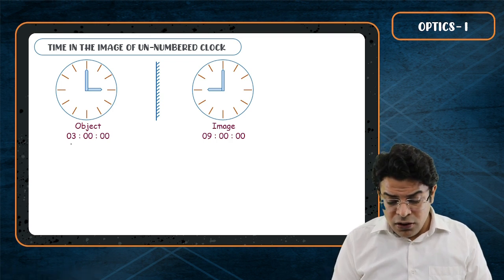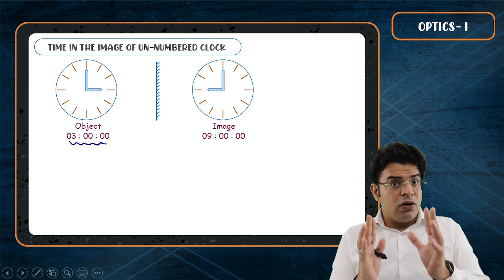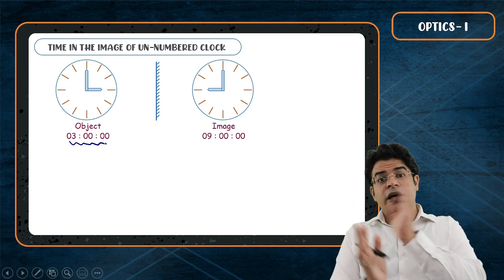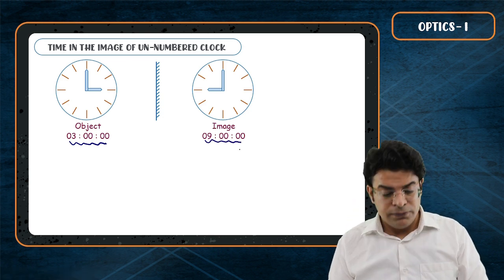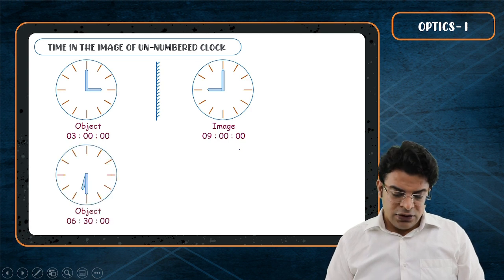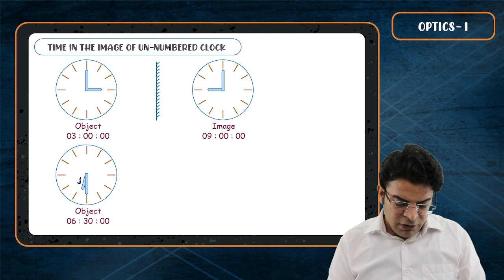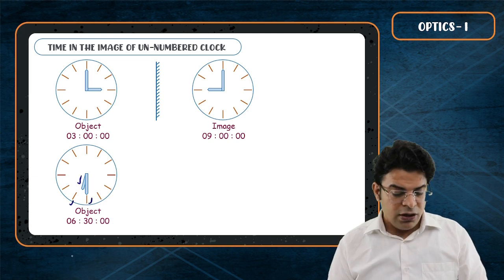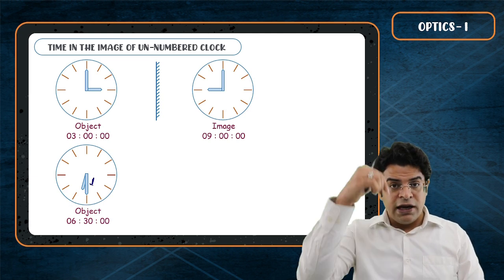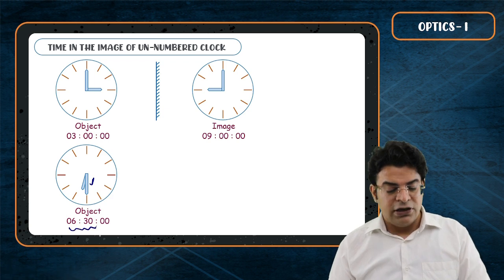So what time will appear on the clock? 3 o'clock. And the time on the image will be 9 o'clock. Similarly, let's say you have got this clock, and I ask you what is the time on the clock, you will say that the hour hand is between 6 and 7 and the minute hand is pointing at 6, so the time has to be 6:30.